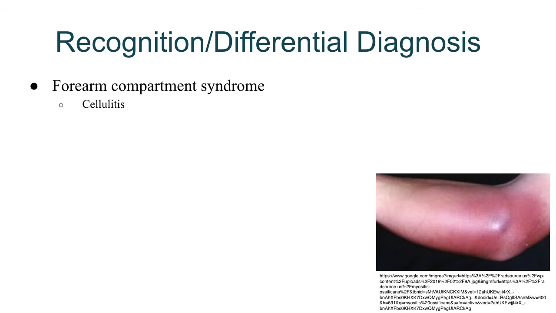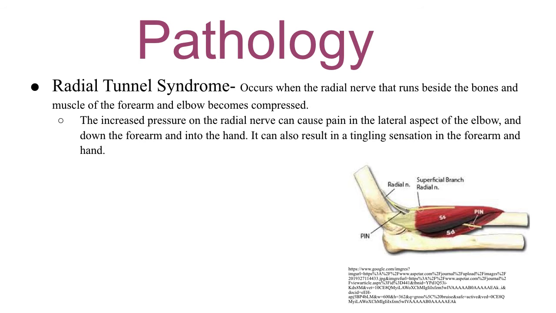Recognition and differential diagnosis. Recognition, very, very obvious. Differential diagnosis, cellulitis. But even then, we would still refer out for cellulitis, severe cellulitis, and compartment syndrome, obviously. So, moving on to radial tunnel syndrome.